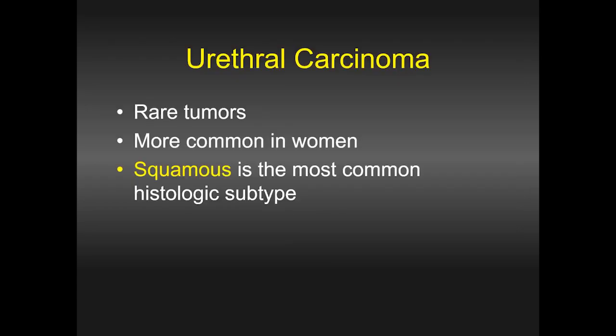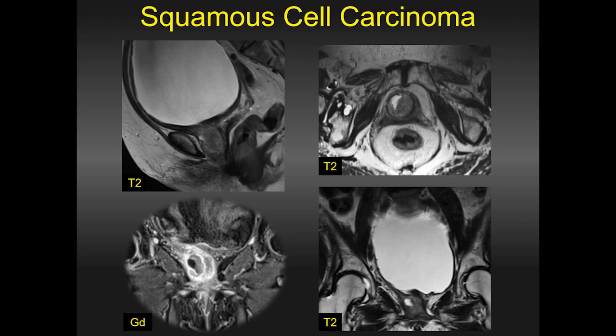Long-standing inflammation and long-standing diverticuli can entice multiple bouts of inflammation, which may progress to tumor formation. So urethral carcinomas are rare. They are usually squamous subtype in terms of histology. And this is what they look like.